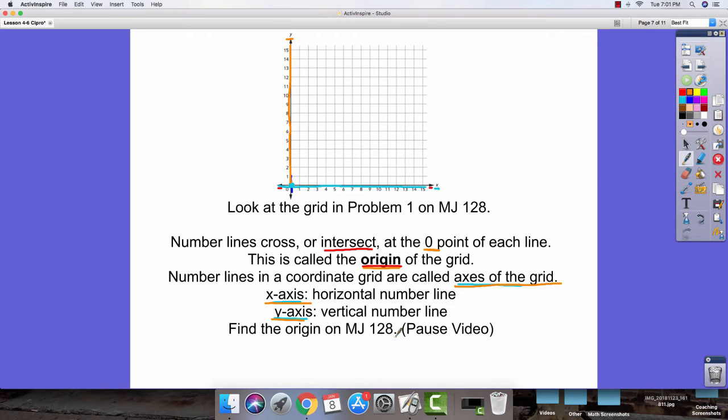Okay, so pause the video and fill in those blanks. Pause. Okay, now that you've filled in those blanks, let's find the origin of the grid. So on page 128, let's plot the origin. So remember, the origin is the point 0 of each number line. So the origin is right here. Let's plot the point, and let's label that point origin. So let's put a little arrow there, and let's label it origin. All right, pause the video and do that. Pause.